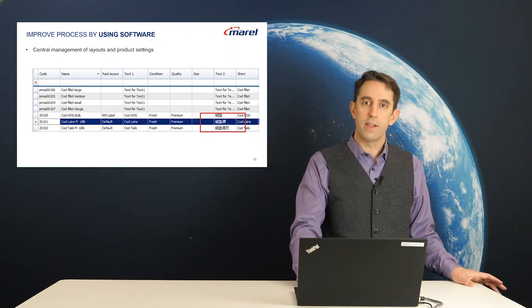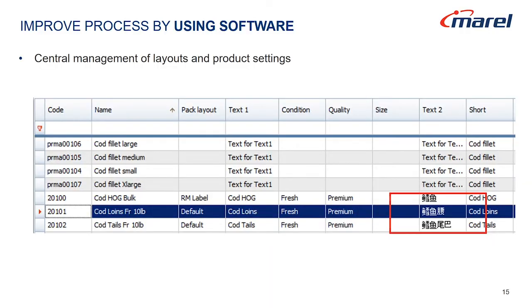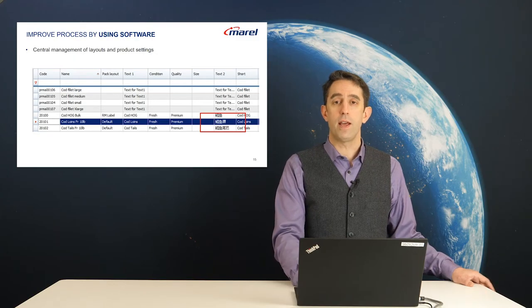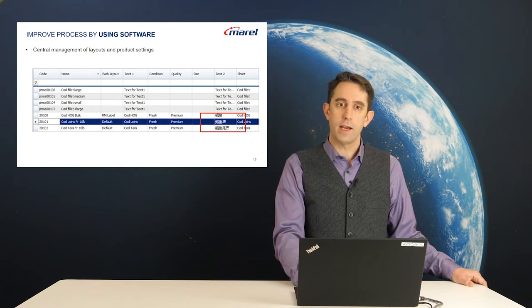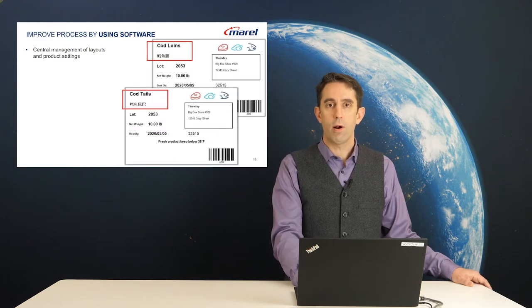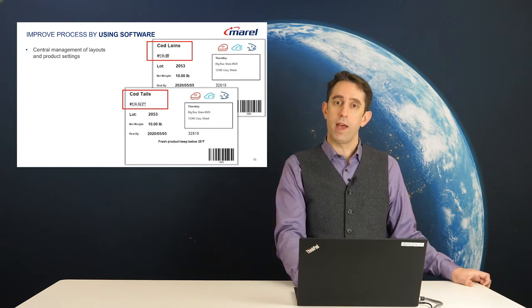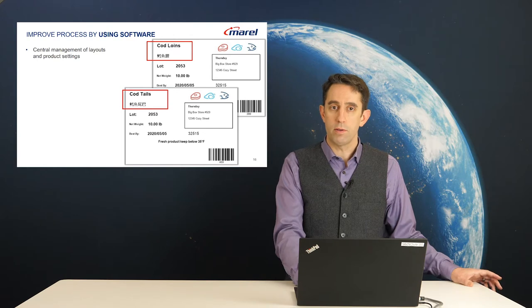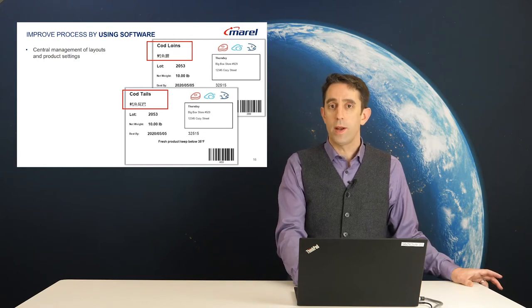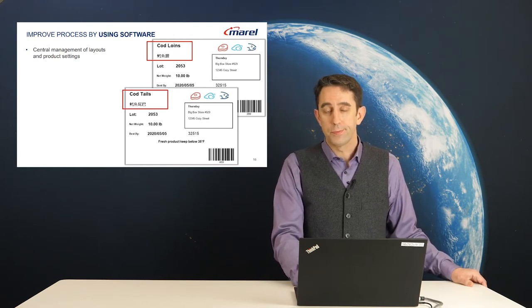As a result of having the label layout saved centrally with the product settings, we can reuse the layouts for multiple products and bring in any relevant information as required. In our example here, we can see how we can adjust the Chinese text for each product. Here are two examples of different products with the same layout, printed on demand with different text descriptions. This could be important when exporting products to China.